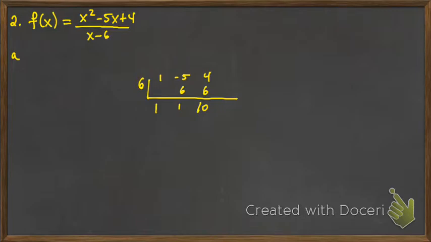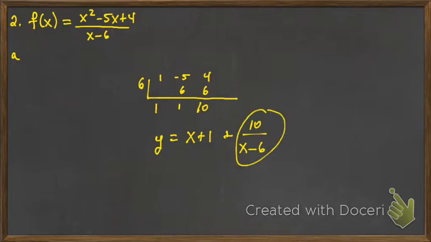So f of x can be written as, we'll say it's y for now, y equals 1x plus 1 plus your remainder over your divisor. Now, when we look at this, the degree of the top is 0 and the degree of the bottom is 1, so the degree of the bottom is larger. So this is going to end up going to 0 as x goes to plus or minus infinity. And so the characteristic of the graph is going to look like y equals x plus 1, so that's what we call a slant asymptote.